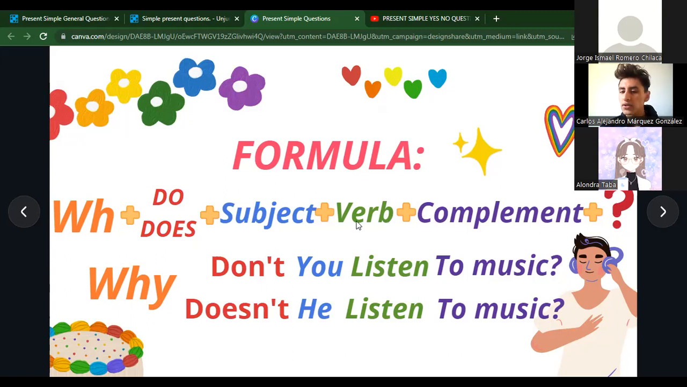Have you already taken notes about this formula? ¿Ya tomaron notas? Do you have any questions? ¿Tienen algunas preguntas? Is everything clear? ¿Está todo claro? Yes or no? Yes. Okay, I hope so.